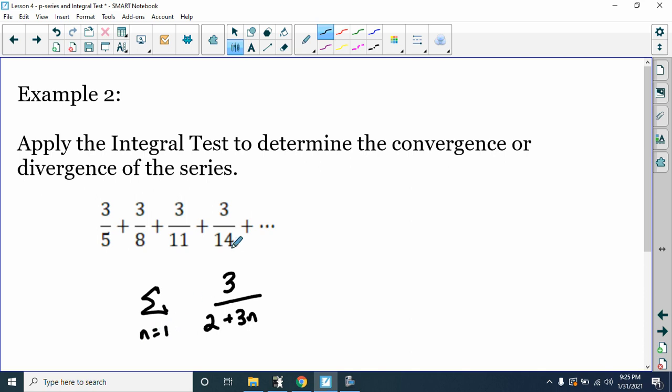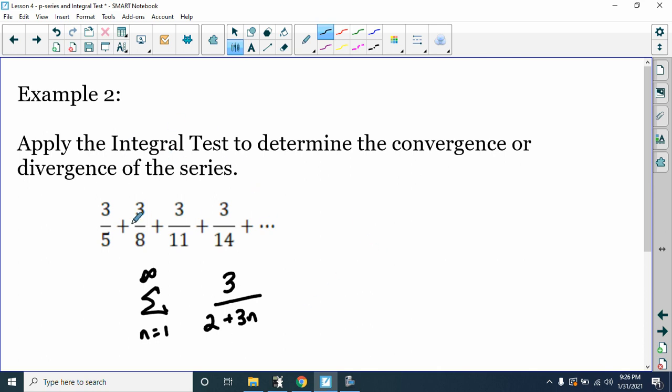I'm starting at 1, and I'm going up to infinity. And again, you can kind of check this. If I plug in 1, I get 3 over 5. Plug in 2 gives me 6 plus 2, 8 on the bottom. Plug in 3, 9 plus 2, 11 on the bottom, and so on. It tells us to use the integral test.